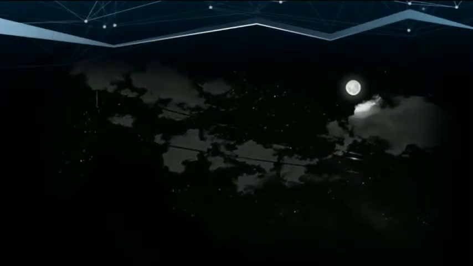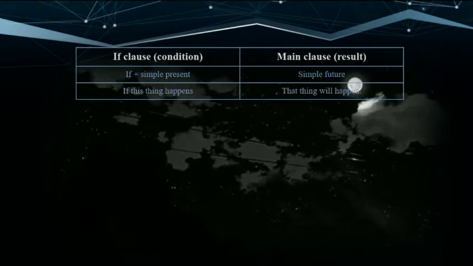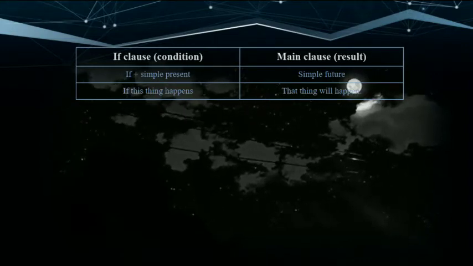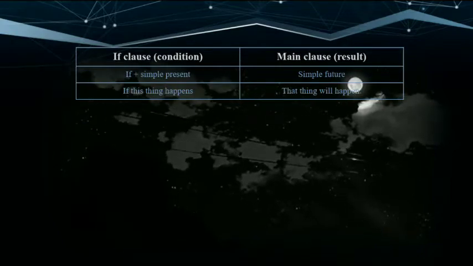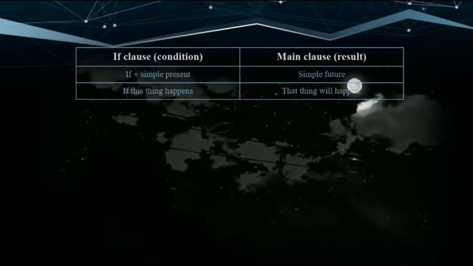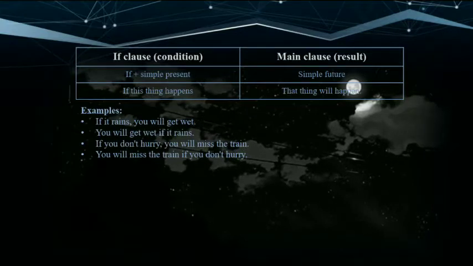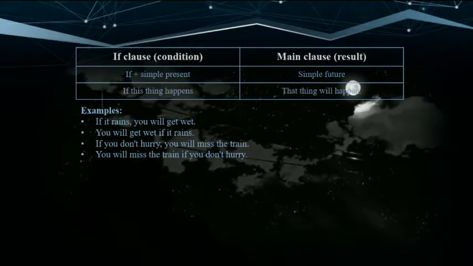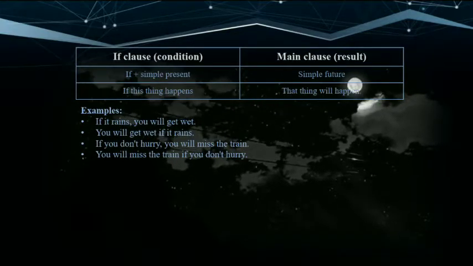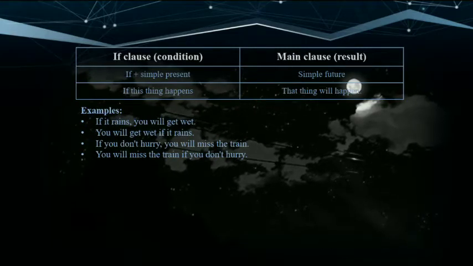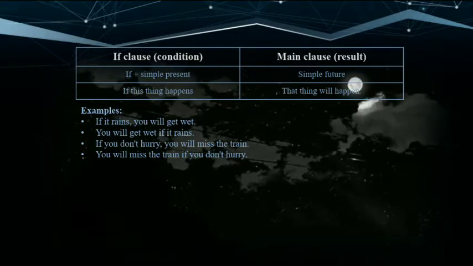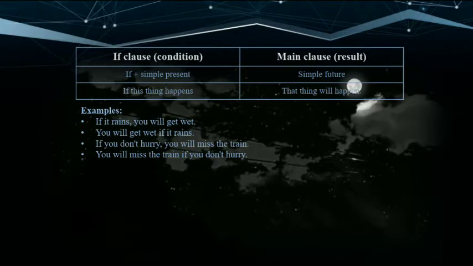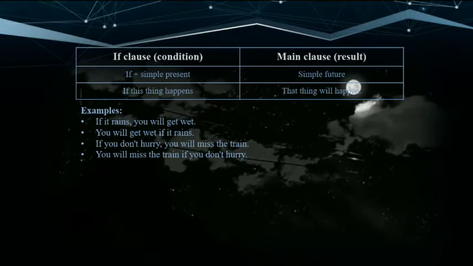Let's take a look at this table. If plus simple present plus simple future. Or if this thing happens, that thing will happen. For example, if it rains, you will get wet. You will get wet if it rains. If you don't hurry, you will miss the train. You will miss the train if you don't hurry.